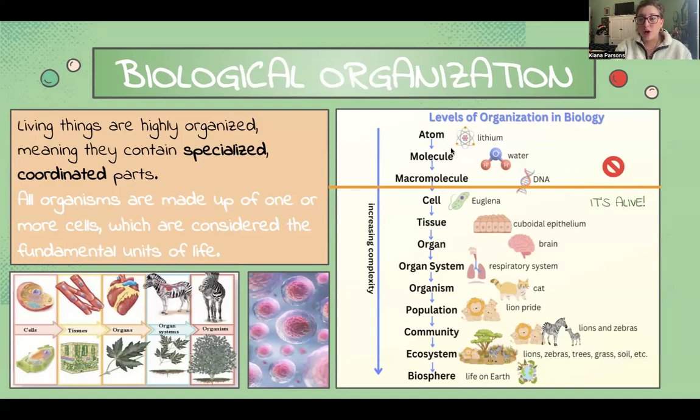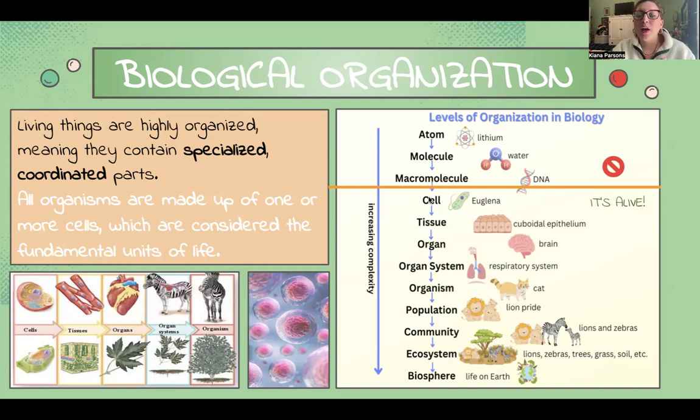So, molecules are made up of atoms. Water, for example, is made up of two atoms of hydrogen and one atom of oxygen, H2O. A macromolecule is a larger molecule like DNA or glucose, which is not alive, but it is a larger molecule. We're going to talk about macromolecules and biomolecules after we finish with cells. Another macromolecule that you would be familiar with is protein.